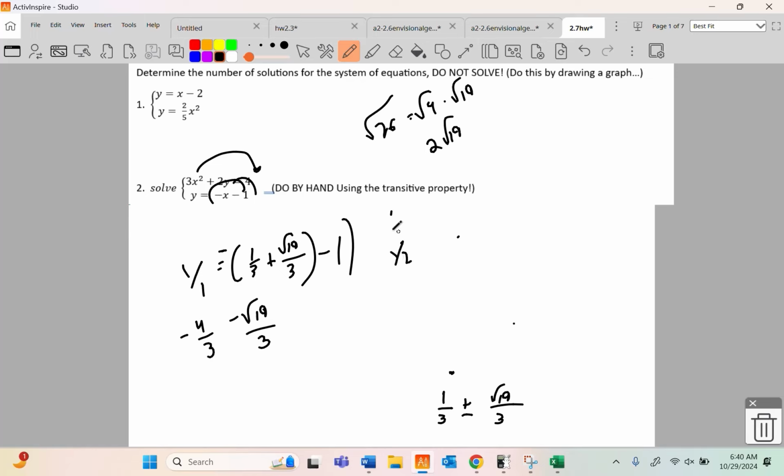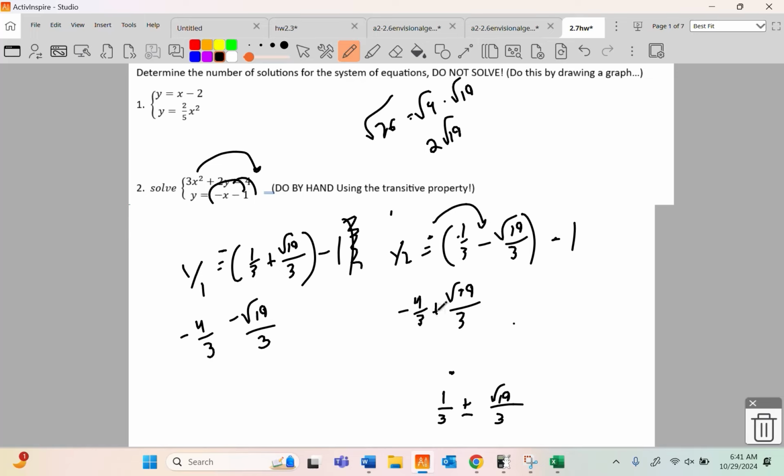The other y value happens when I plug in the minus root 19. Negative 1/3 minus root 19 over 3, and then take away 1. I don't know why I had that extra set of parentheses there. So I'm going to have a positive root 19 over 3 this time because I am using the distributive property. And I still have the negative 4/3. So here's my other y value as well.